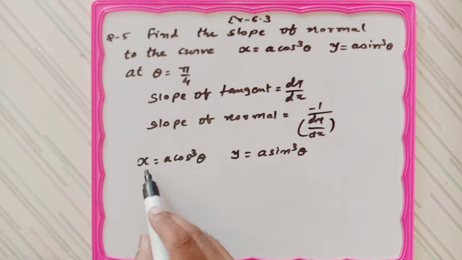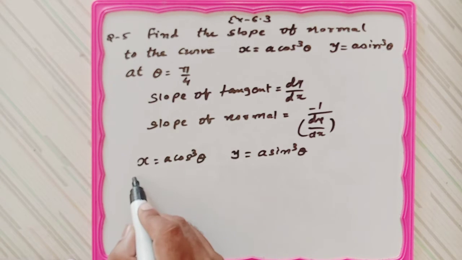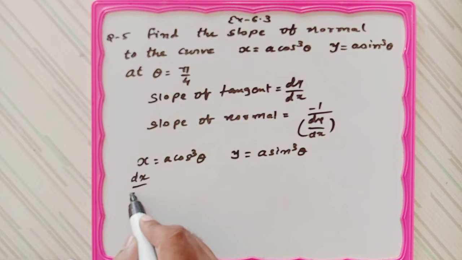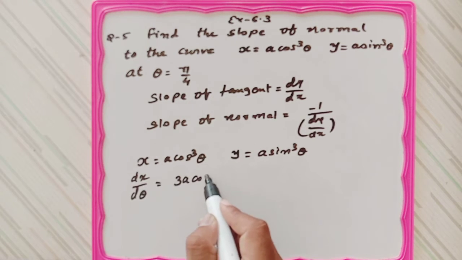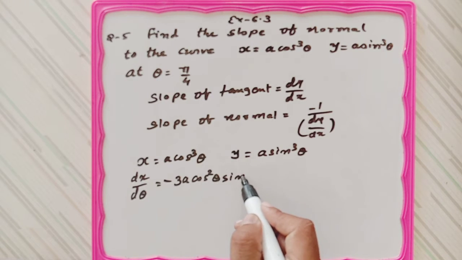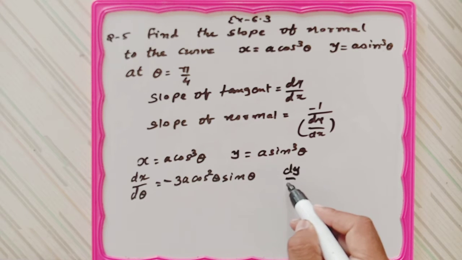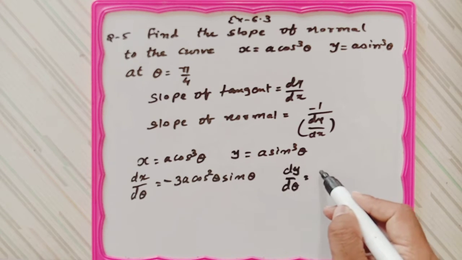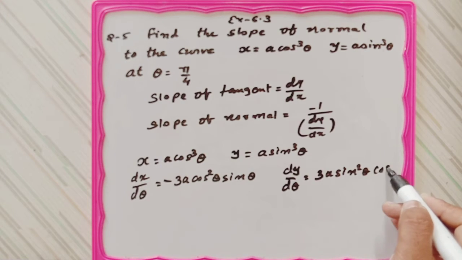So these are parametric equations, so we differentiate with respect to the parameter theta, and dx by d theta equals 3a cos square theta, and the differentiation of cos theta is minus sin theta, while for y, dy by d theta equals 3a sin square theta, and the differentiation of sin theta is cos theta.